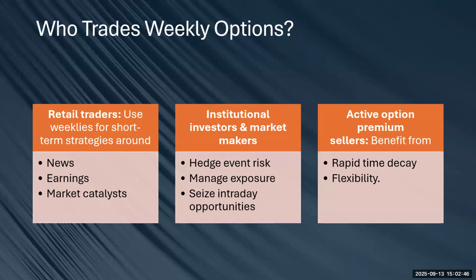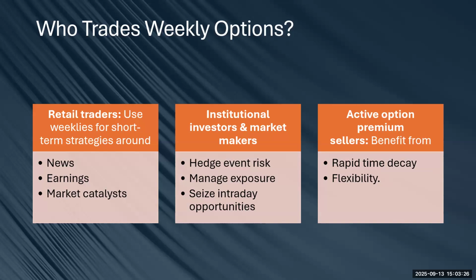So who trades the weekly options? Well, obviously we do, retail traders. We use weeklies to trade around news events, to trade earnings, and any particular market catalyst that we have. Institutional investors also use weekly options to hedge event risk. And you might think that more volume is generated by retail traders or the mom and pop traders, but in reality, institutions are a major player in the daily and the weekly options trading.